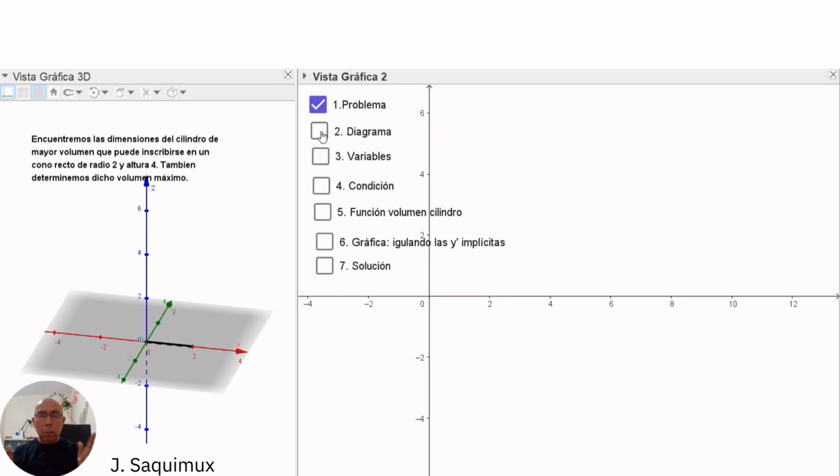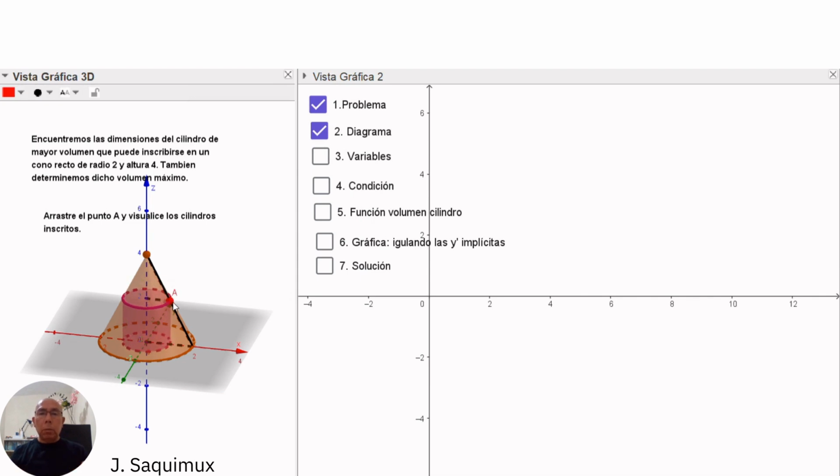Here's the diagram. A cylinder inscribed in a cone. Drag point A along the cone's generatrix. We see that several cylinders are formed with different radii, heights, and volumes. When the radius is 0, the height is 4 and the volume is 0. When the radius is 2, the height is 0 and the volume is also 0. So there must be a single cylinder with the largest volume.